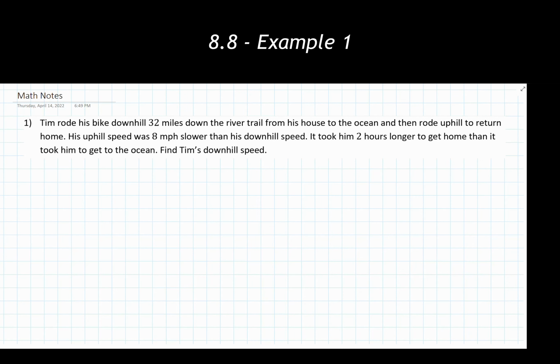So let's start with our first example. Number 1 says, Tim rode his bike downhill 32 miles down the river trail from his house to the ocean and then rode uphill to return home. His uphill speed is 8 miles per hour slower than his downhill speed. It took him 2 hours longer to get home than it took him to get to the ocean. Find Tim's downhill speed.